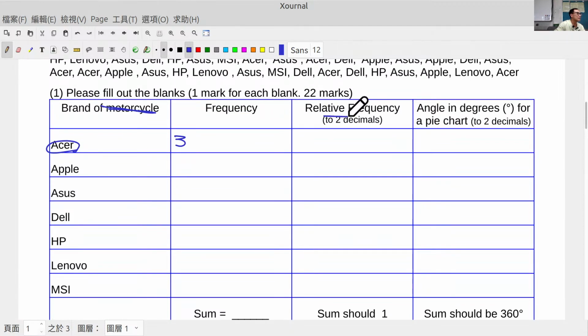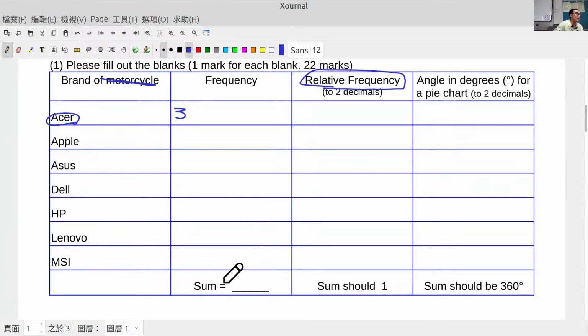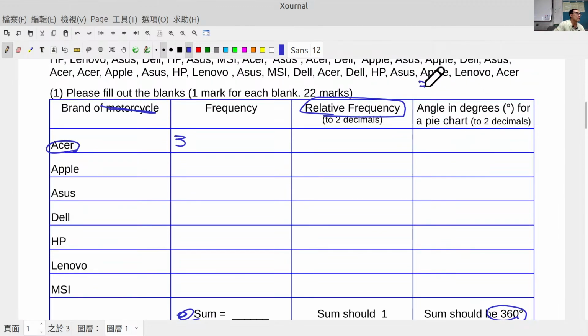And here is the relative frequency. It means the individual frequency divided by the sum. And here, angle in degrees for a pie chart. Yeah, the one complete pie, that is 360 degrees. Please calculate this one. For example, if you have 30 pieces and one brand name has frequency 10, thus 10 divided by 30 multiply 360, that would be 120 degrees. You can write down 120 or something like this.